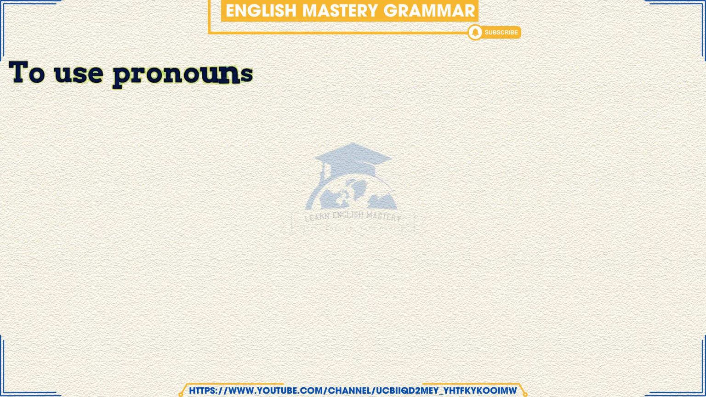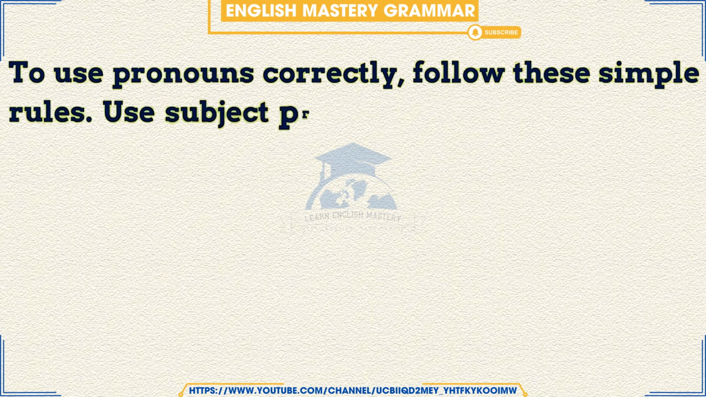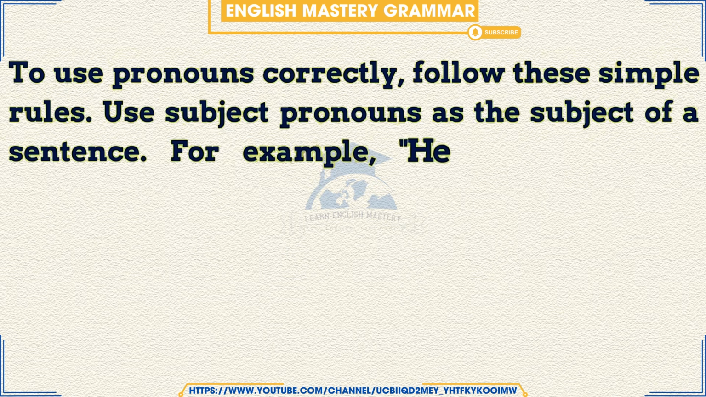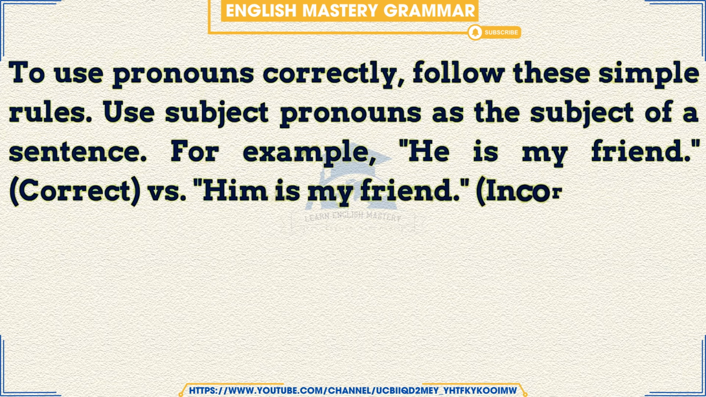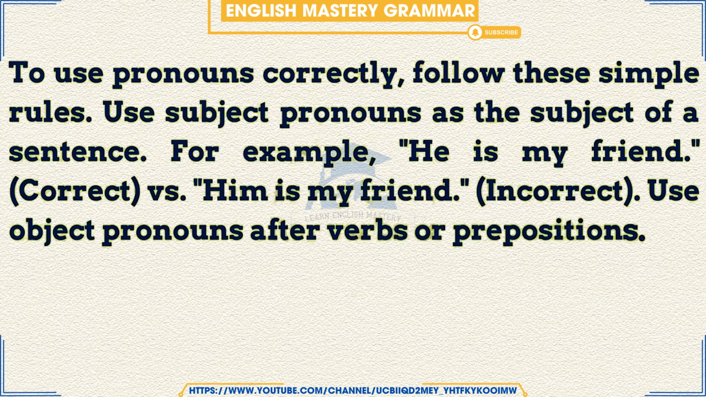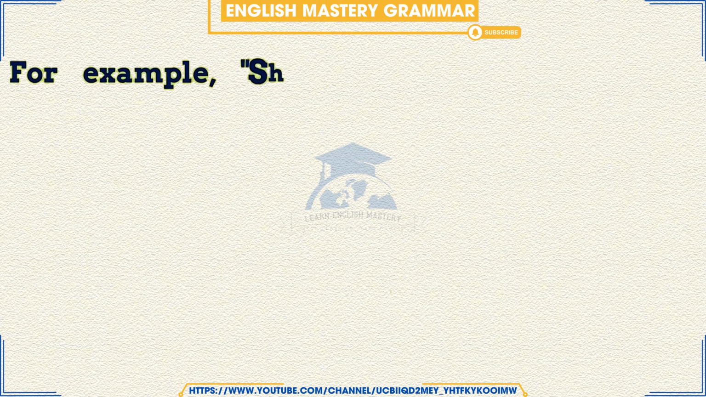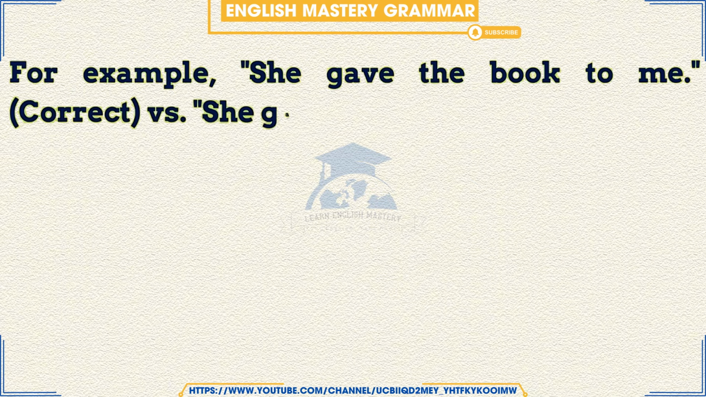To use pronouns correctly, follow these simple rules. Use subject pronouns as the subject of a sentence. For example, he is my friend. Correct. Versus him is my friend. Incorrect. Use object pronouns after verbs or prepositions. For example, she gave the book to me. Correct. Versus she gave the book to I.